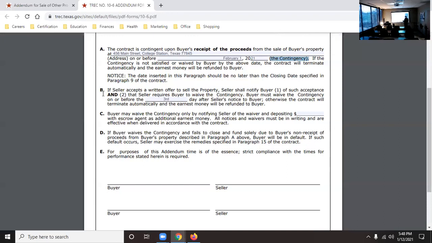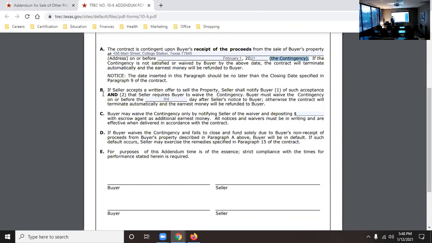So under B, if the seller, Mr. Travis in this situation, accepts a written offer to sell the property, the seller shall notify the buyer of such acceptance. So number one, Mr. Travis has to notify Colton and say, I have accepted an offer that I like, and that the seller, Mr. Travis, requires Colton, the buyer, to waive the contingency.